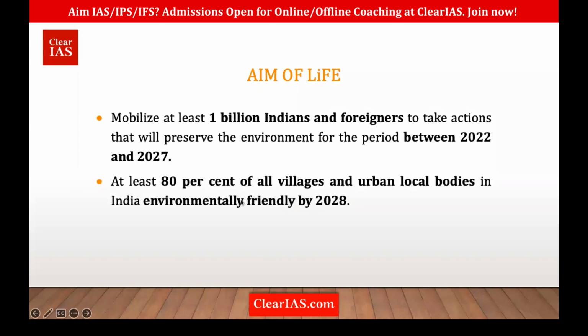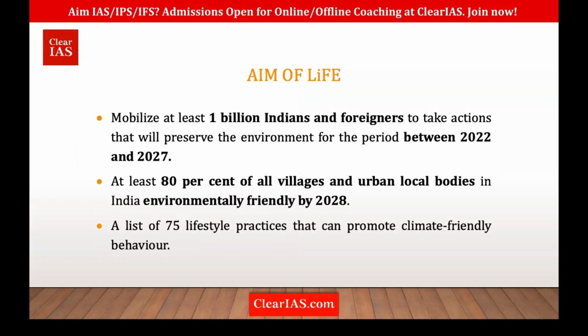Okay. And by 2028, India is targeting at least 80% of village and urban local bodies to be environment friendly. It's very short. It's 2028. They're going to put at least 80% of all villages and urban local bodies as environmentally friendly. Yeah. And based on this aim, what will our country do?